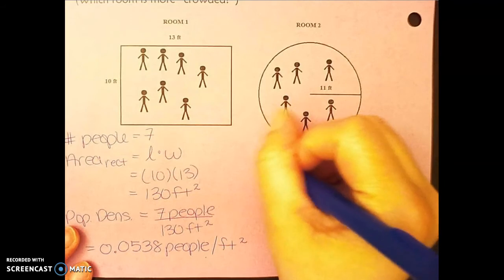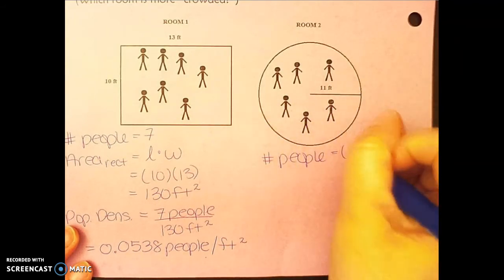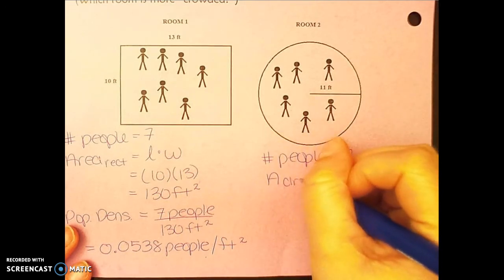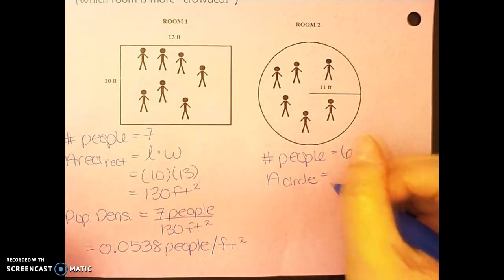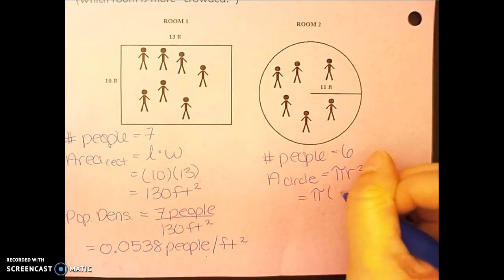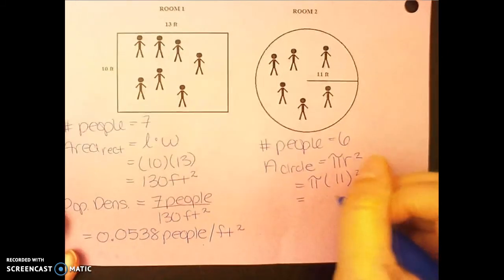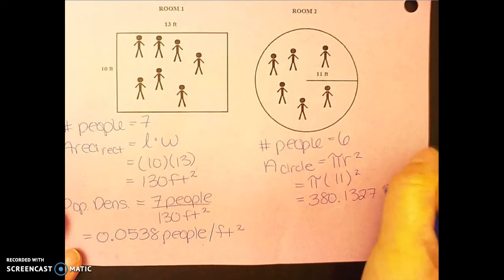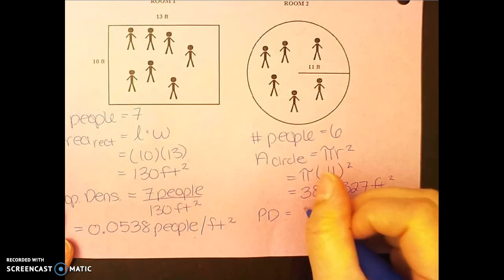Okay. Now we're going to find the population density of this room. So the number of people in this room is equal to 6. And now I have to find the area of the room, which is a circle. So going to my reference sheet, the area of a circle is pi r squared. So pi, my radius is 11 squared, and I get 380.1327 feet squared.